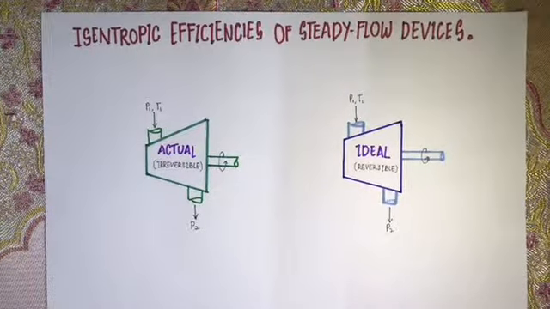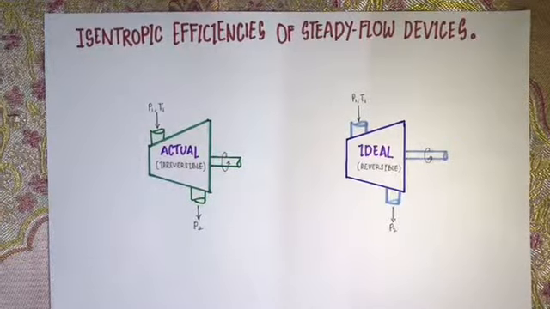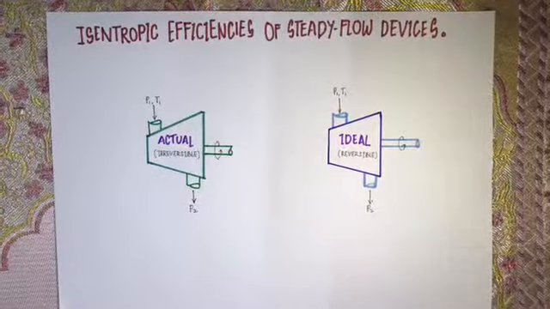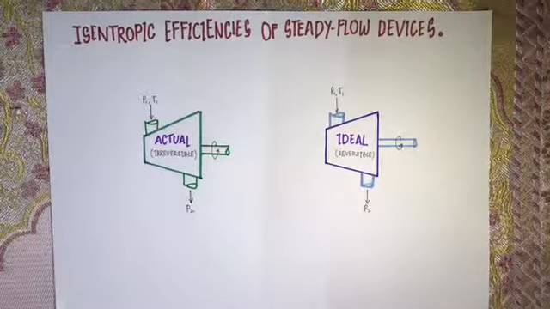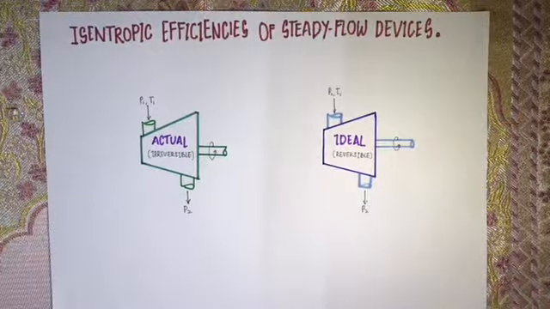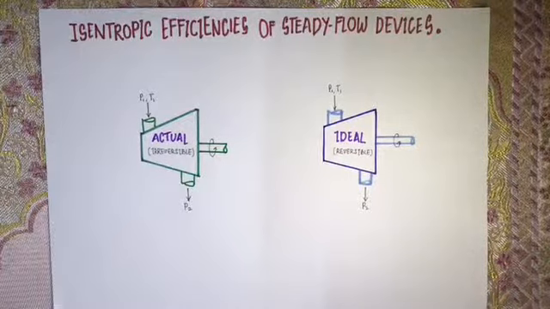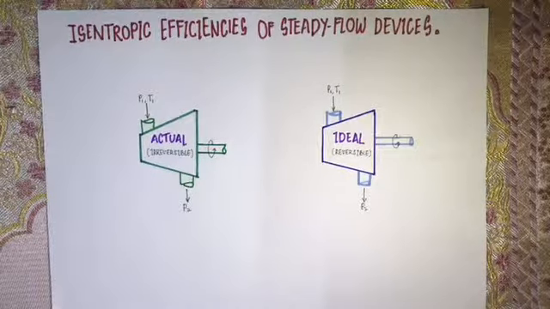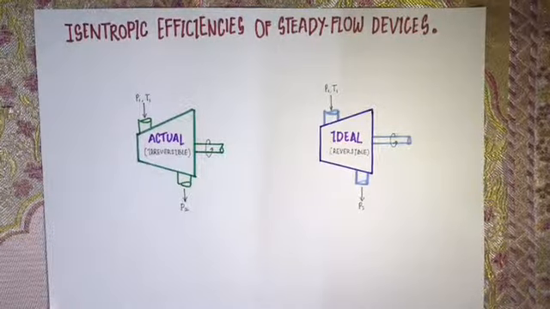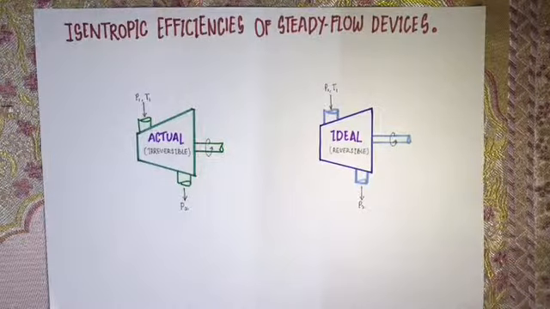Now I'm going to explain about isentropic efficiencies of steady flow devices. As we know, irreversibilities accompany all actual processes and their effect is always to downgrade the performance of devices. So it would be very useful to have some parameters that enable us to quantify the degree of degradation of energy in these devices.